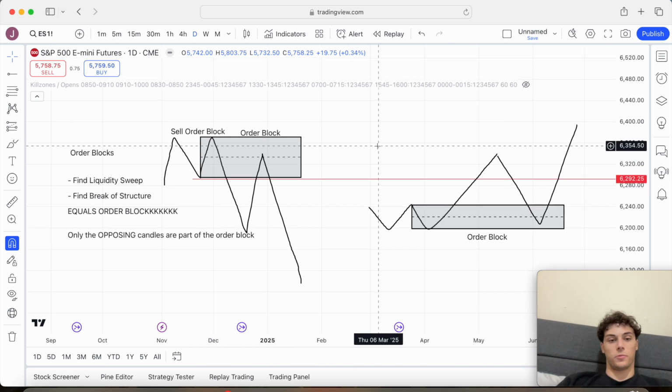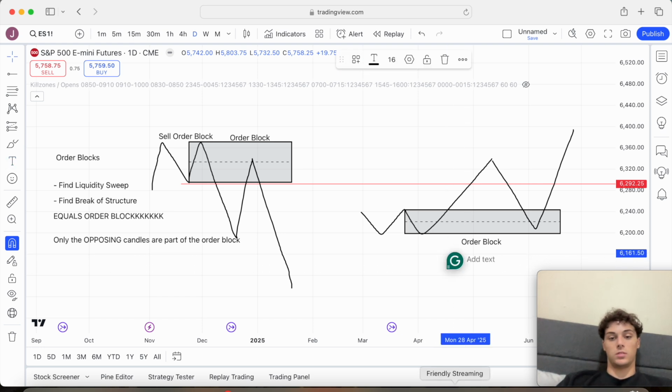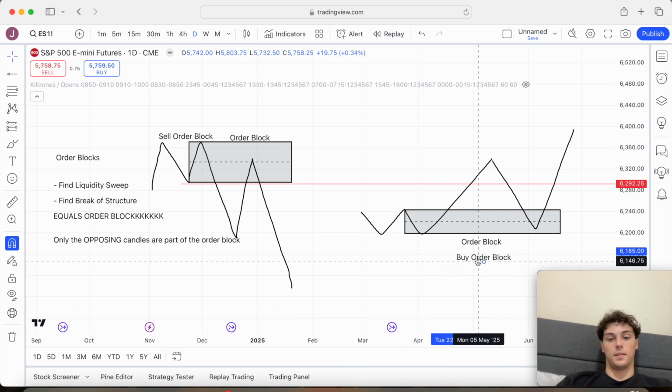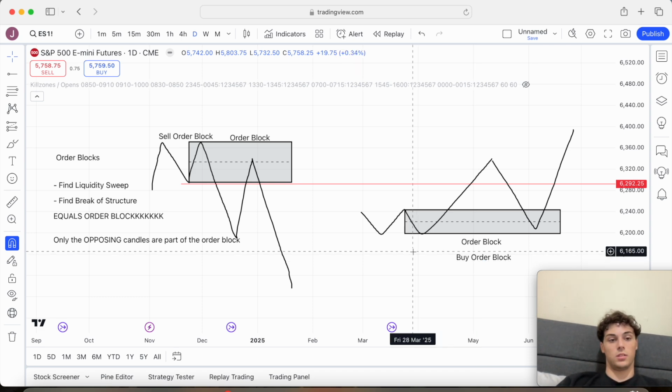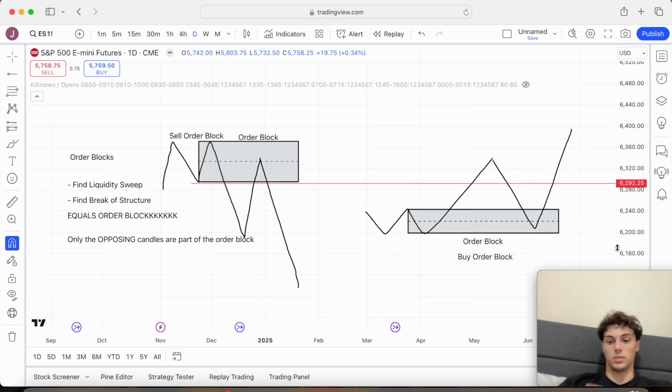So then right here, if you guys are taking notes, I hope you are, please take notes of this. You can pause this and write it all down, but make sure to get this down and make sure to get locked in. And for an order block, you need to find a liquidity sweep, find a break of structure, and that's an order block, and it's that simple.